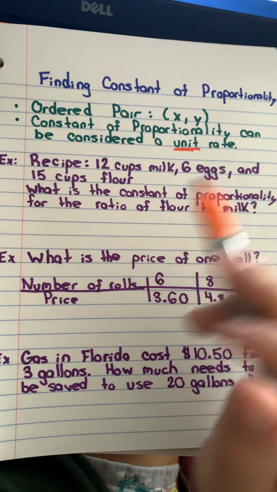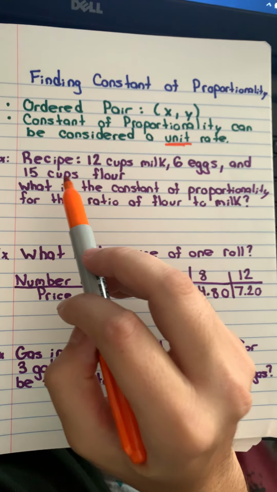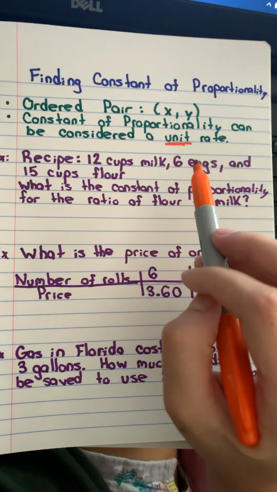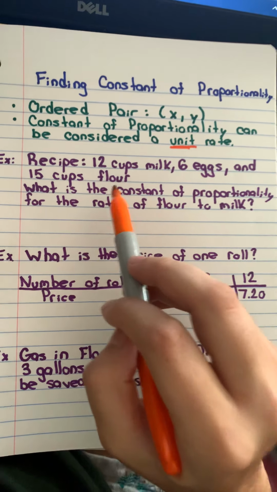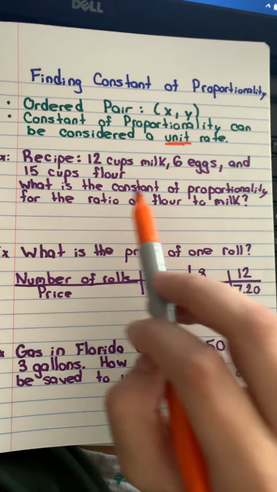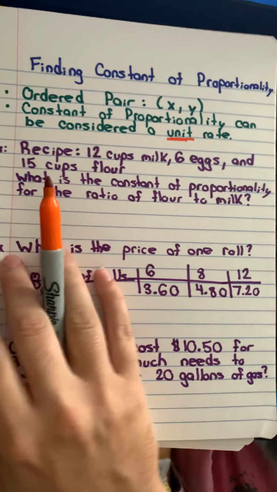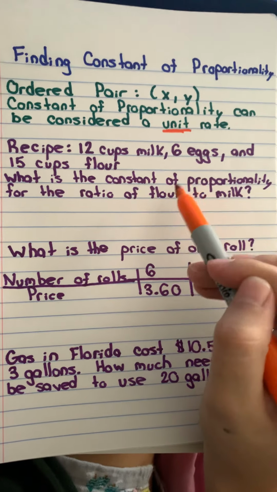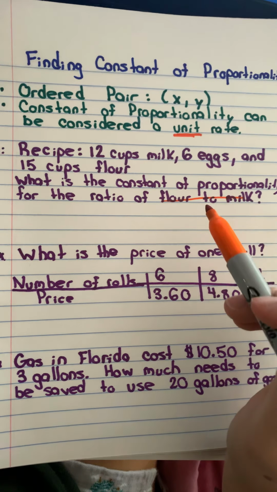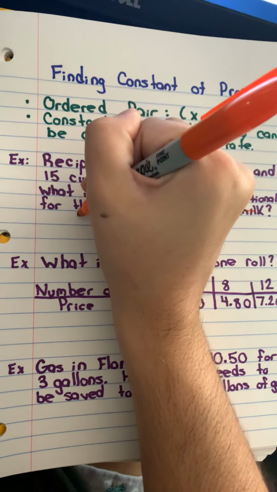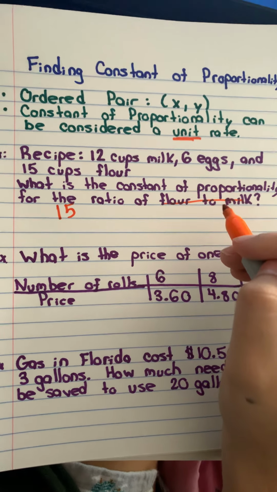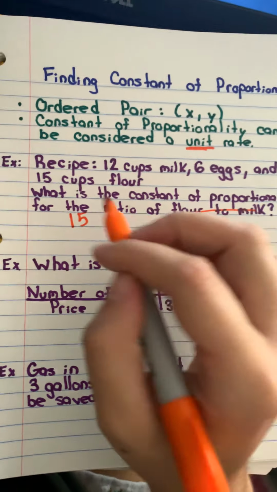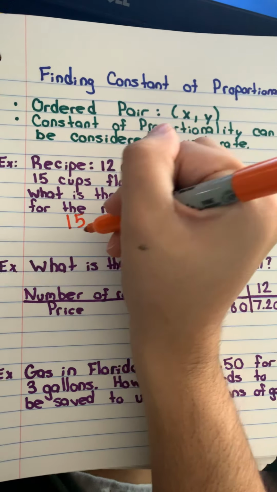that a little later. So for an example, if I have a recipe with 12 cups of milk, 6 eggs, and 15 cups of flour, they want to know what is the constant of proportionality for the ratio of flour to milk. Make sure you are looking just for flour to milk. So I know there's 15 cups of flour, so I'm going to write 15, because again, it has to be flour to milk. Flour has to come first.